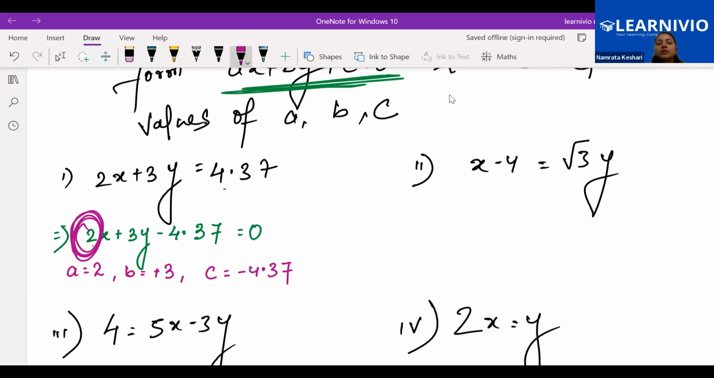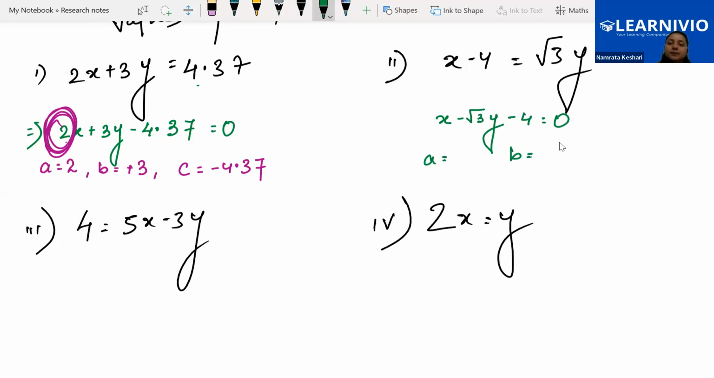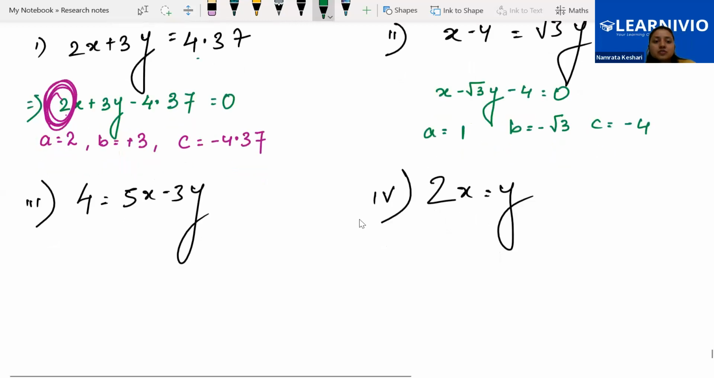Similarly, we are going to do the second one, third one, and fourth one quickly. Please tell me, what will be the next equation in the standard form? x minus root 3y minus 4 is equals to 0. We just have to maintain 0 on one of the sides. What is a, what is b, and what is c? Ma'am, a is 1, b is minus root 3, and c is minus 4. Perfect. Next one.